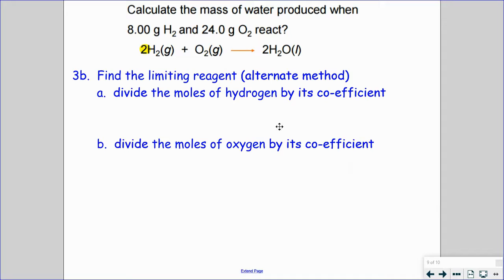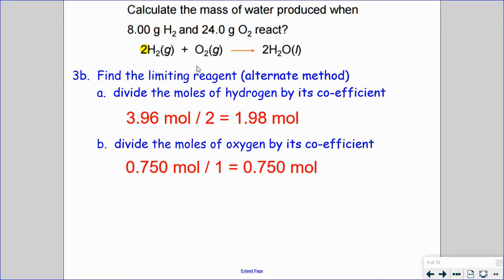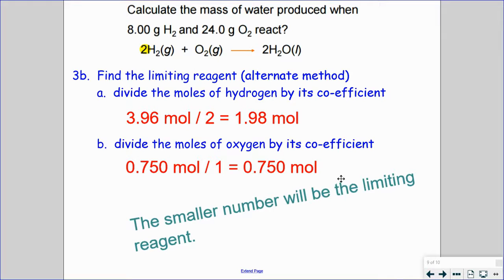In the alternate method, what you do is you take the number of moles of hydrogen and divide it by its coefficient, which is 2. 3.96 moles divided by 2 is 1.98 moles. You do the same for oxygen. 0.750 moles of oxygen divided by its coefficient of 1 gives you 0.750 moles. The smaller number is the limiting reagent.